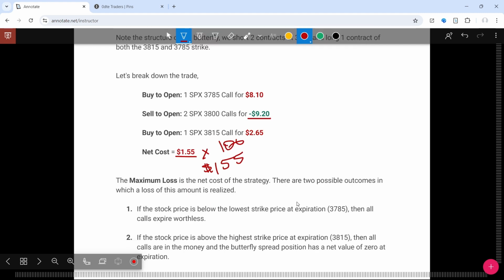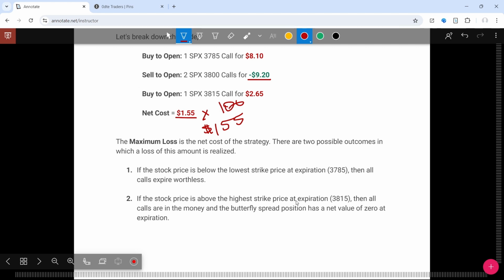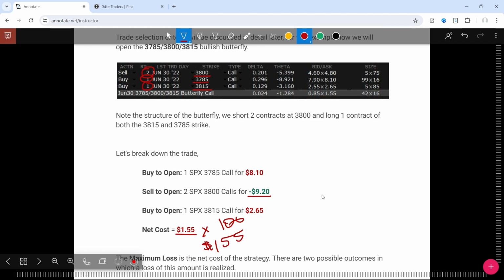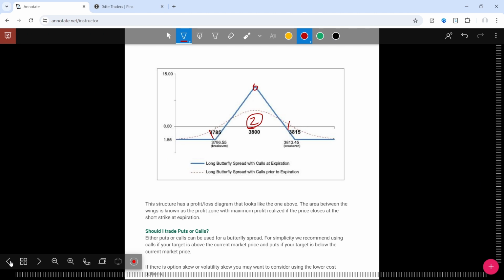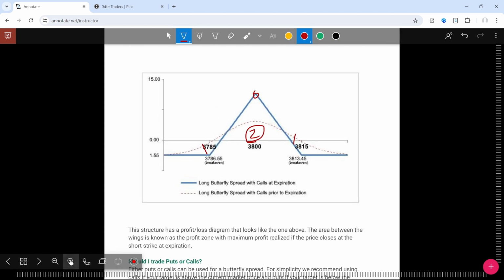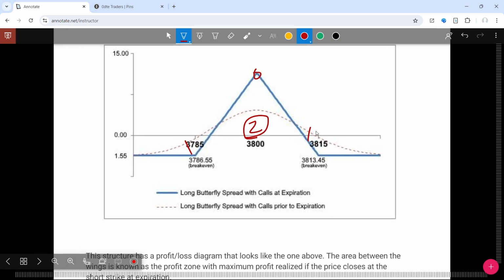Now, there are 2 possible outcomes in which a max loss scenario is realized, and that's essentially if you close outside the wings. Let's just go back to the option structure for a sec. If the market closes below 37.85, that's max loss. If the market closes above 38.15, that's max loss.